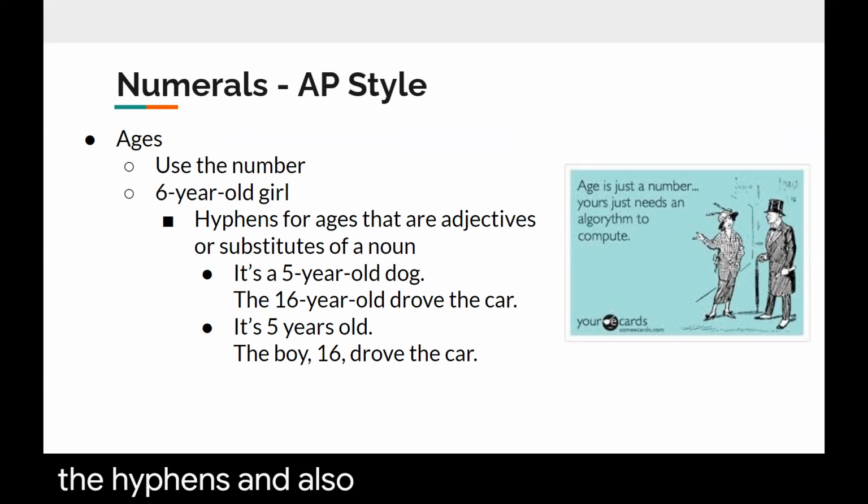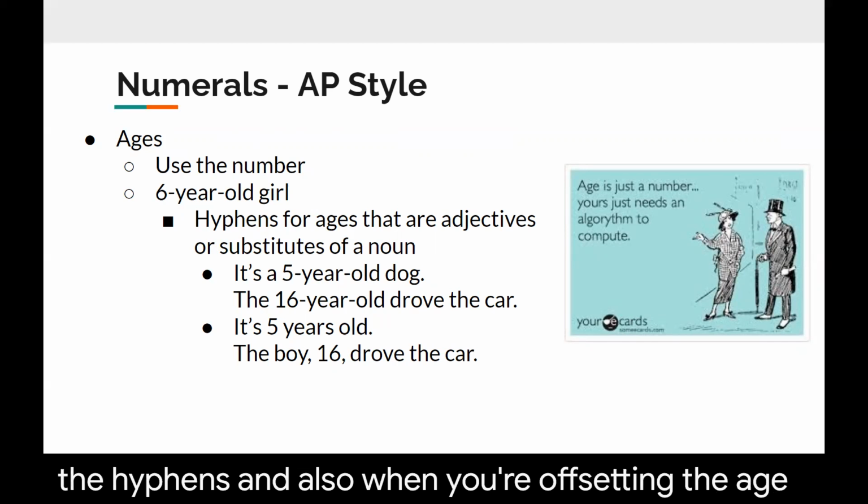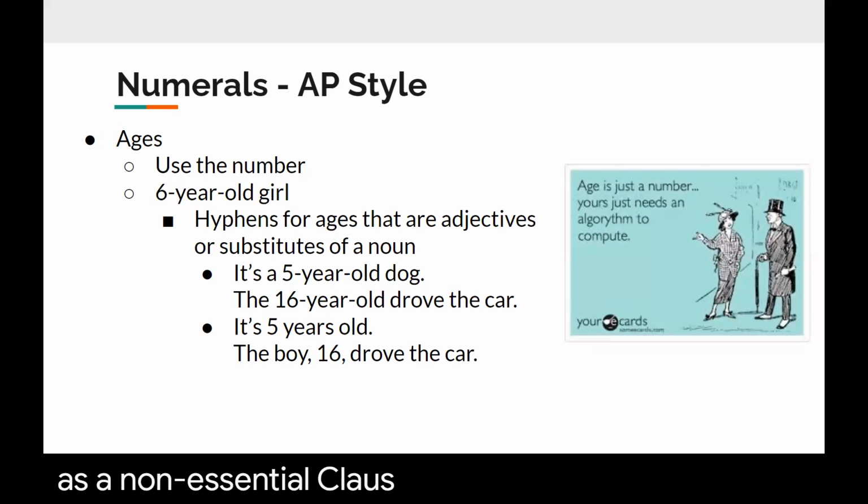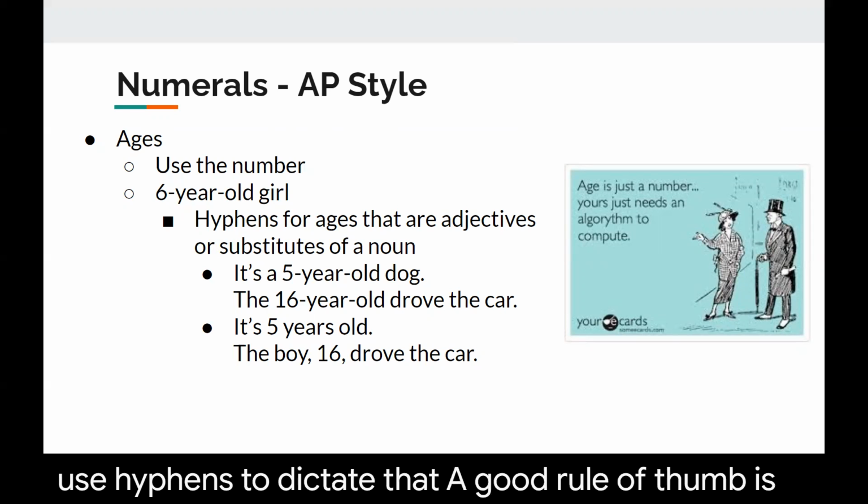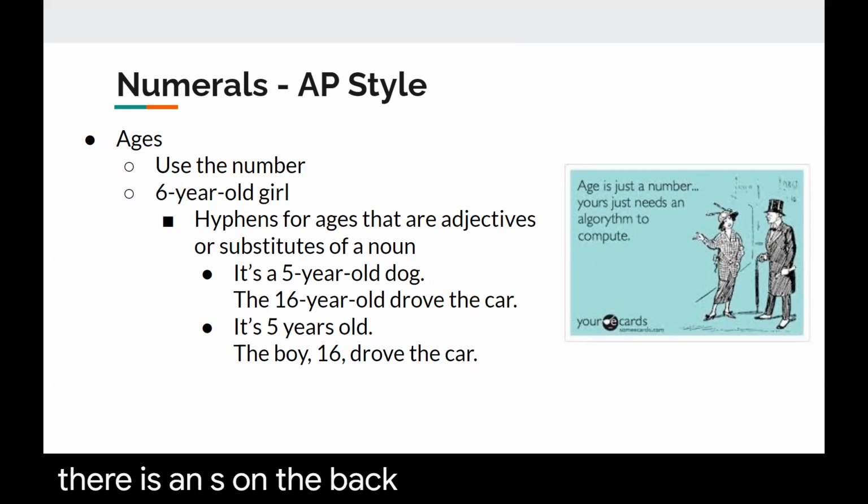Also, when you're offsetting the age as a non-essential clause, then you would also not use hyphens. A good rule of thumb is if there is an S on the back of years, then you will not hyphenate it.